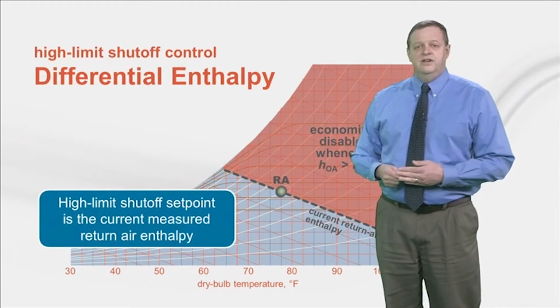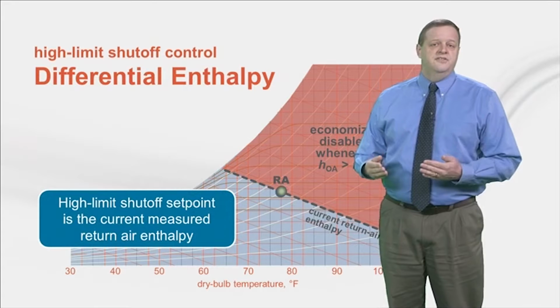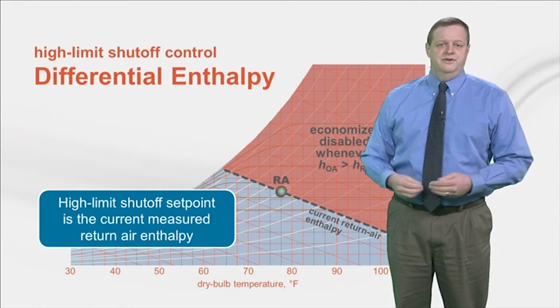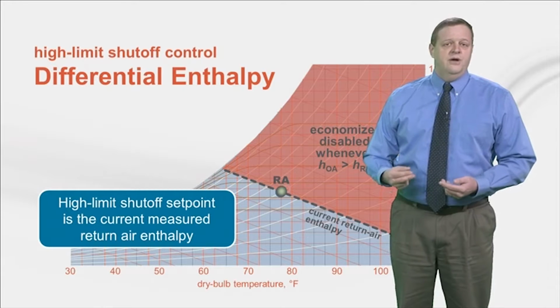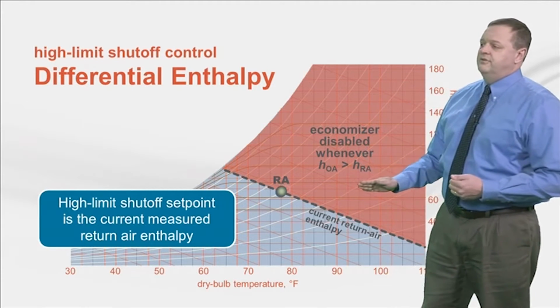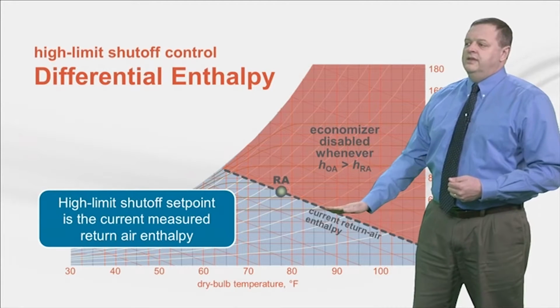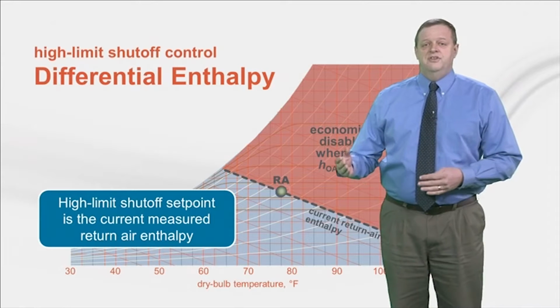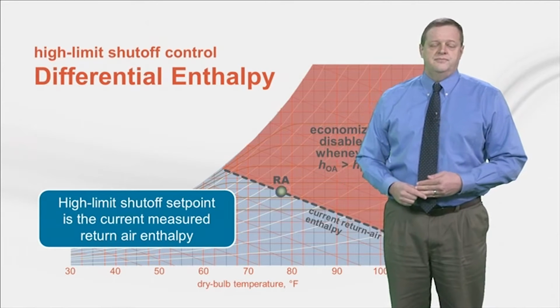And finally, differential enthalpy control uses sensors to measure both the temperature and humidity of both the outdoor and return air. The controller calculates the enthalpy of both air streams, and the economizer is disabled whenever the outdoor enthalpy is higher than the return air enthalpy. That is, it uses the airstream with the lowest enthalpy.